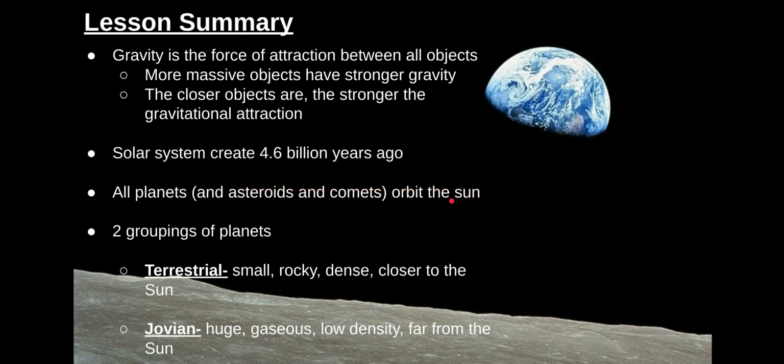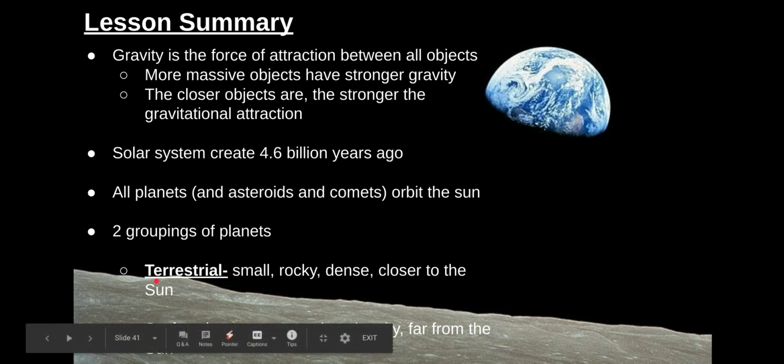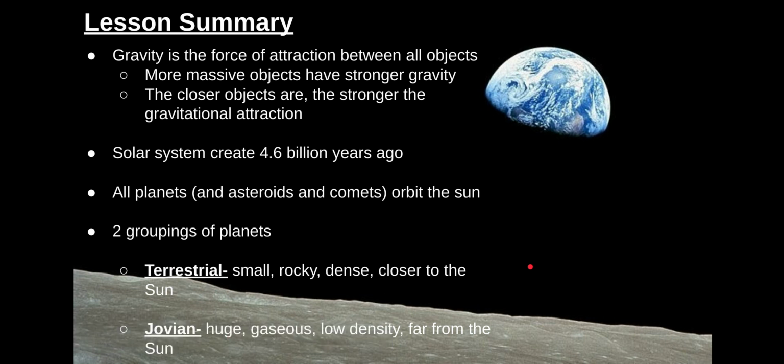Because our sun is so massive, everything is pulled by gravity around the sun, and we can group planets into 2 different groupings. The terrestrial planets of Mercury, Venus, Earth, and Mars, they are small, they are rocky, they are dense, and they are closer to the sun. And then the Jovian planets, which are Jupiter, Saturn, Uranus, and Neptune, they are huge. They are gaseous, made of gas. They are low in density, and they are far from the sun.